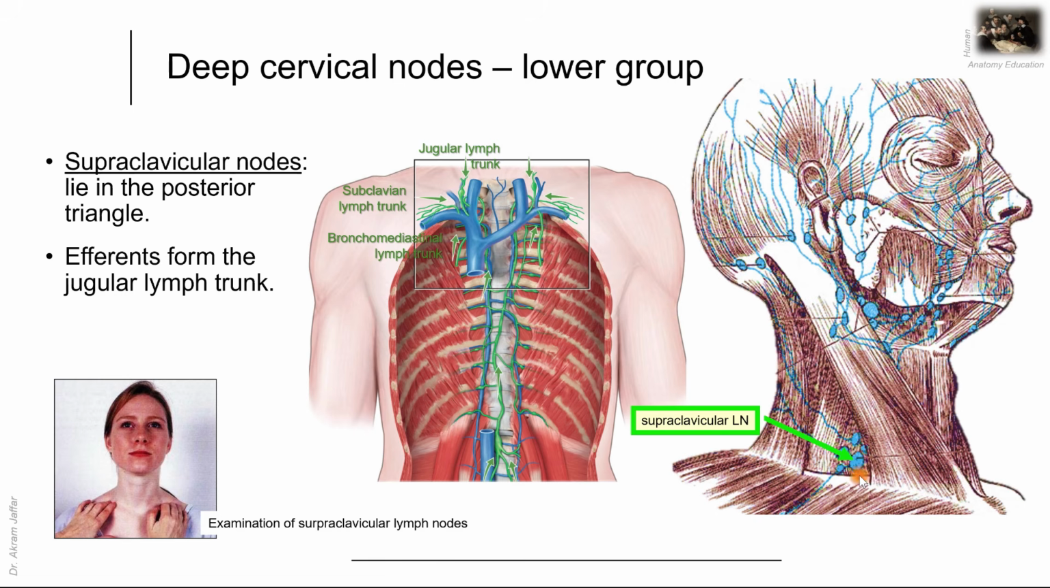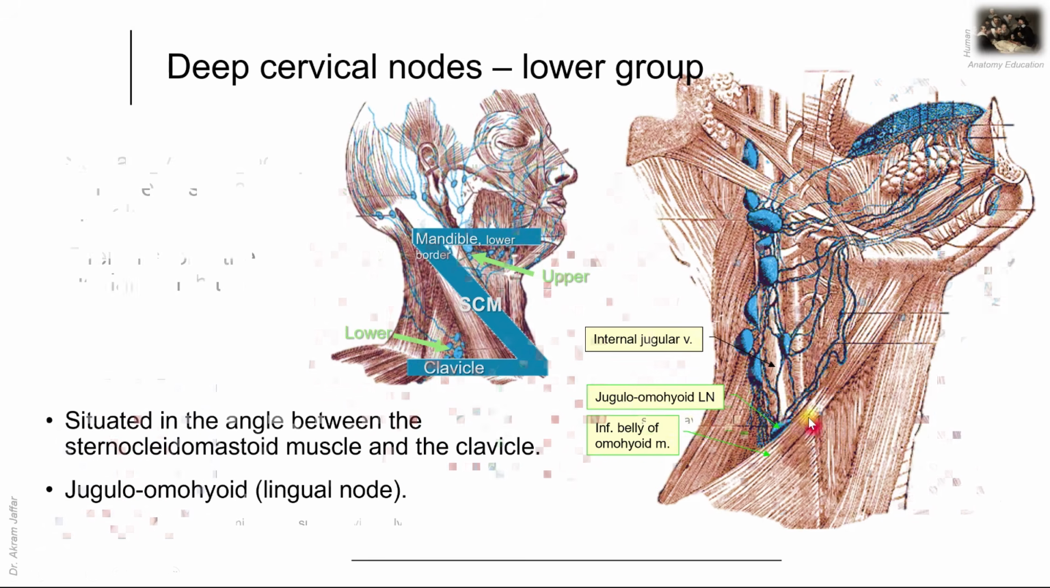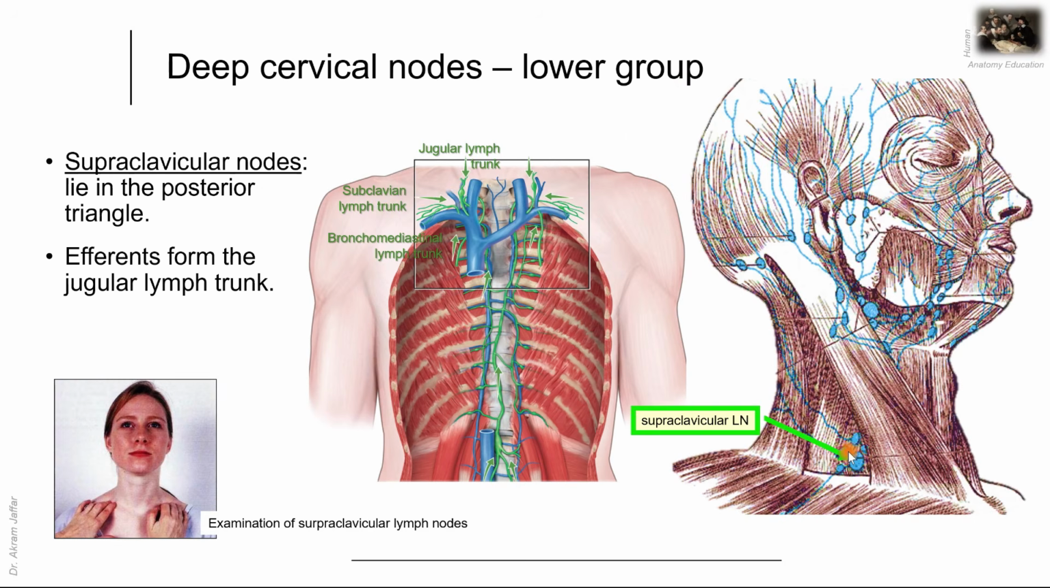They lie in the posterior triangle. The other members of the group, they lie deep to the sternocleidomastoid muscle. But the supraclavicular lymph nodes lie in the posterior triangle of the neck, the triangle that is located behind the posterior border of the sternocleidomastoid, between this muscle, trapezius, and the clavicle. So that is called the posterior triangle.